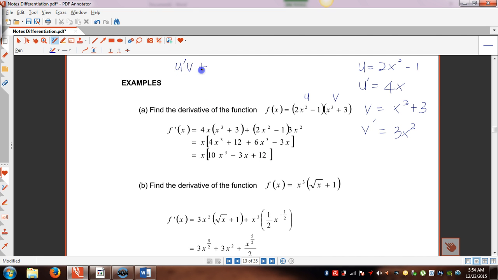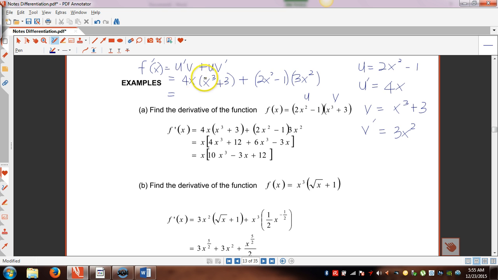So u prime, v prime, then we have to substitute all of the items into the formula u prime v plus u v prime. So actually this is the formula for f prime x. So u prime equals 4x. Okay, then we have v here, v equal to x cubed plus 3. And then plus u equal to 2x squared minus 1, and your v prime should be 3x squared. Right. So please don't stop here. We have to simplify and make the function look reasonable.